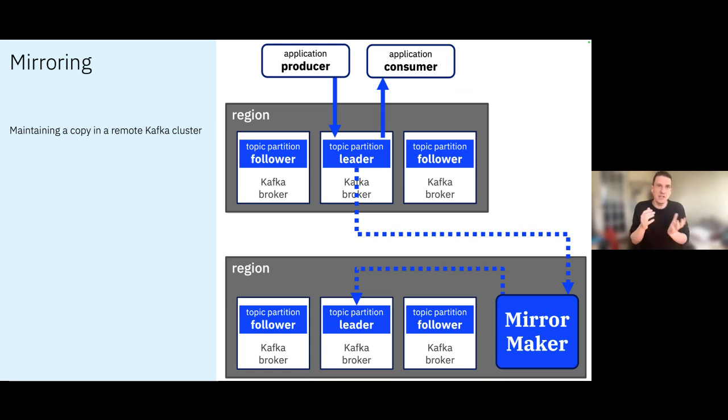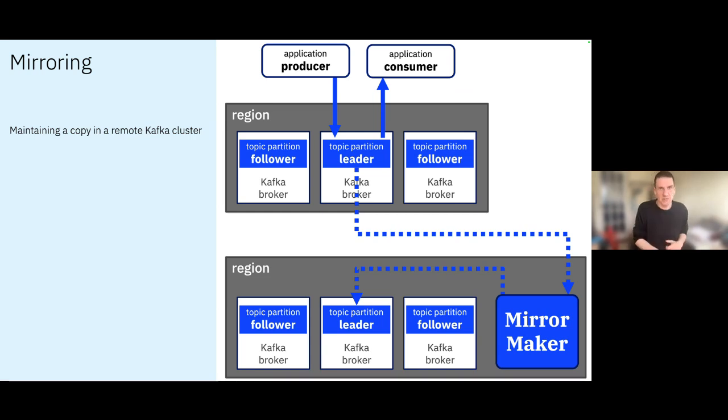And what that will do is, as you're seeing here, as before, I've got an application producing events to a topic partition to the leader, and then another application consuming those events. But in the background, asynchronously, without disturbing what those applications are doing, without disturbing the normal replication within the cluster, I've also got Mirror Maker that's consuming all of those events. And as they arrive, it's writing them to a separate Kafka cluster.